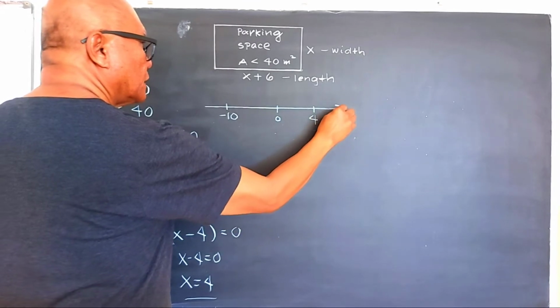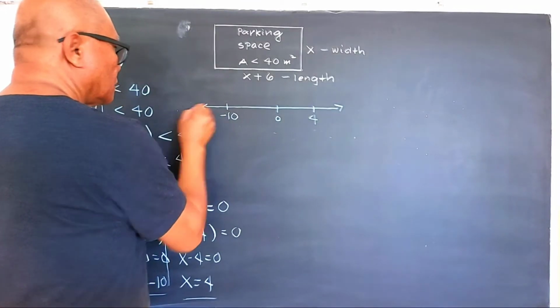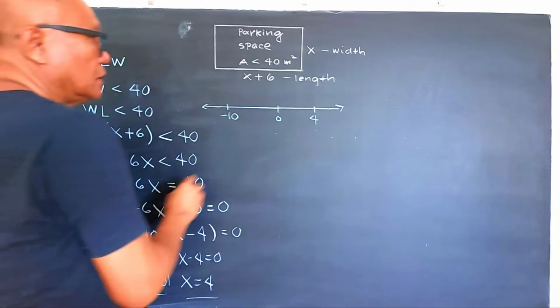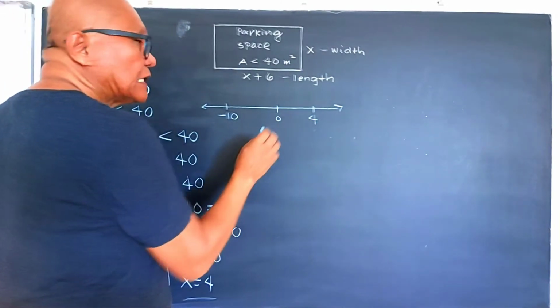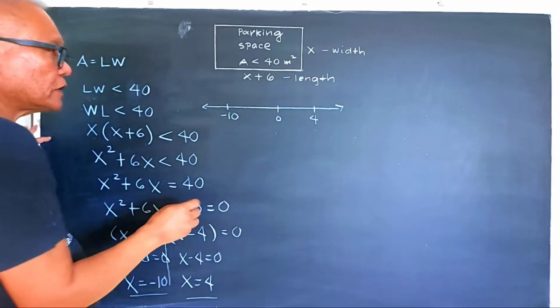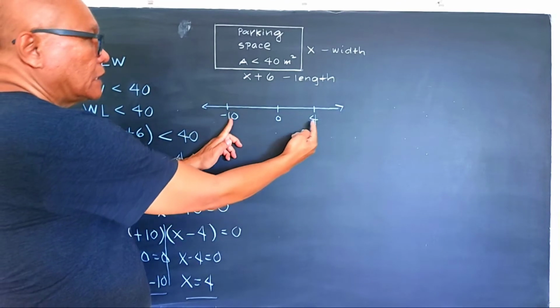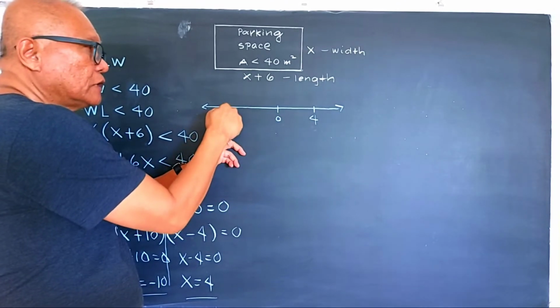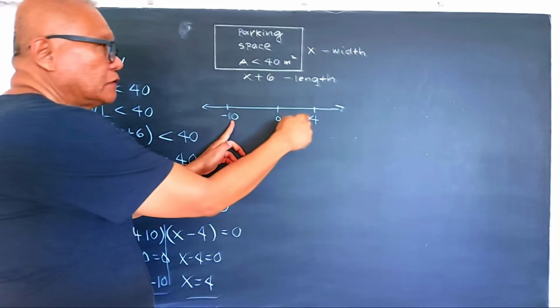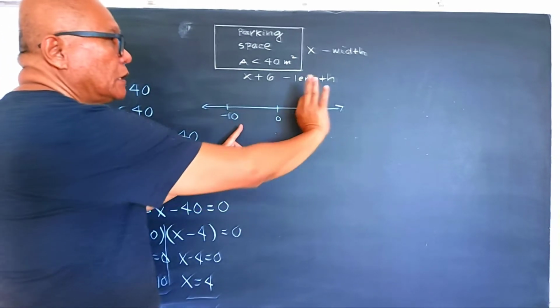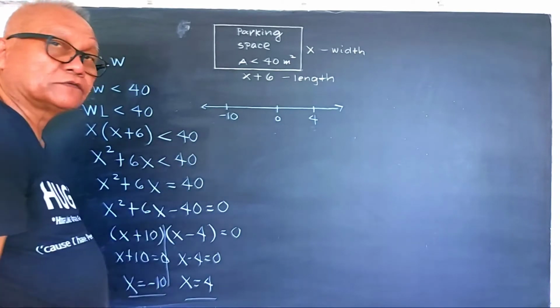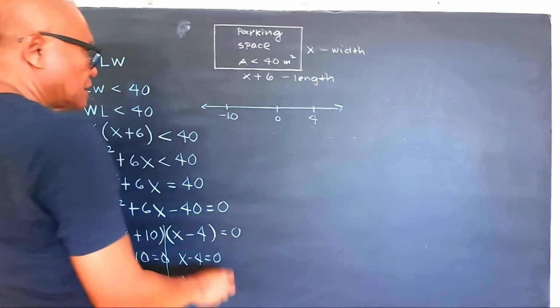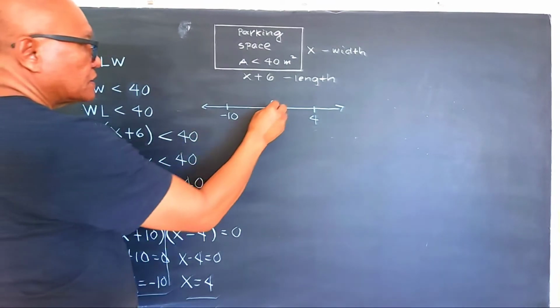Put an arrow there, and an arrow here also. Now we need these two critical points because we are going to test the area in between these two values. Of course, the value of negative 10 and the value of 4, in between right and left of 10. Let us now test the testing area.